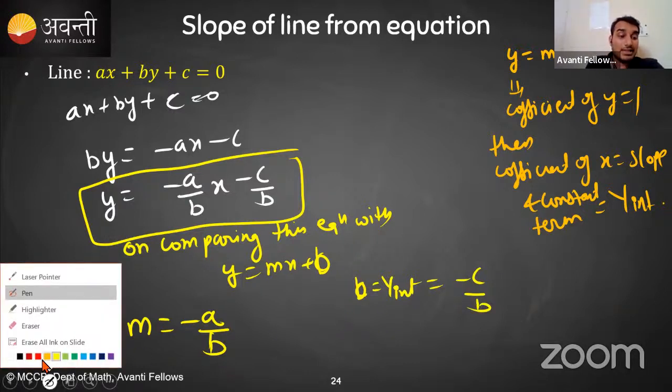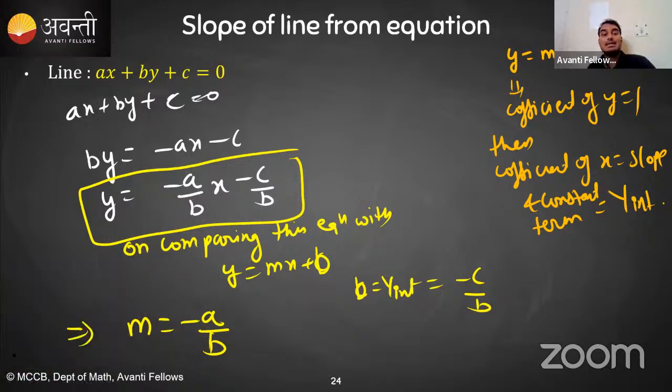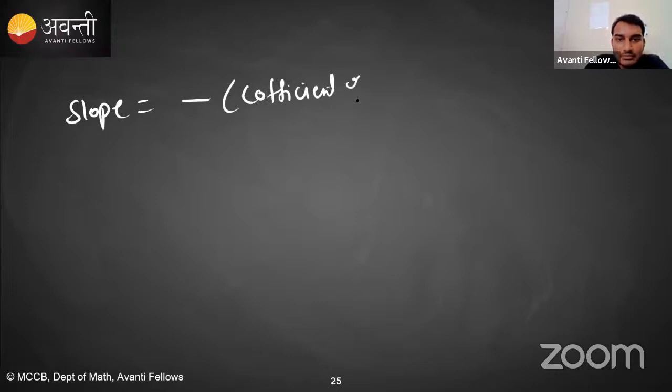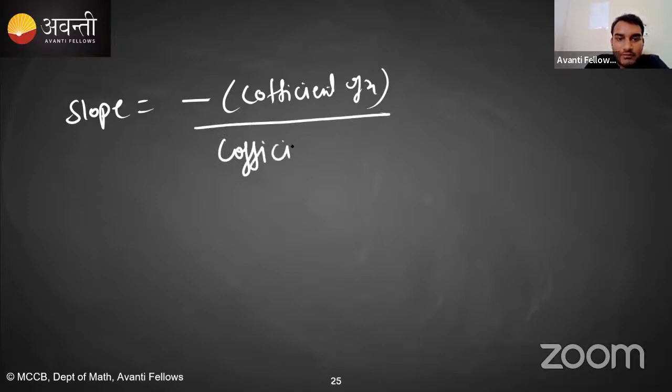So it means if a line is given in general form, ax plus by plus c is equal to 0, then the slope of the line would be minus a by b. It means slope is nothing but minus times coefficient of x upon coefficient of y. This thing you have to remember.